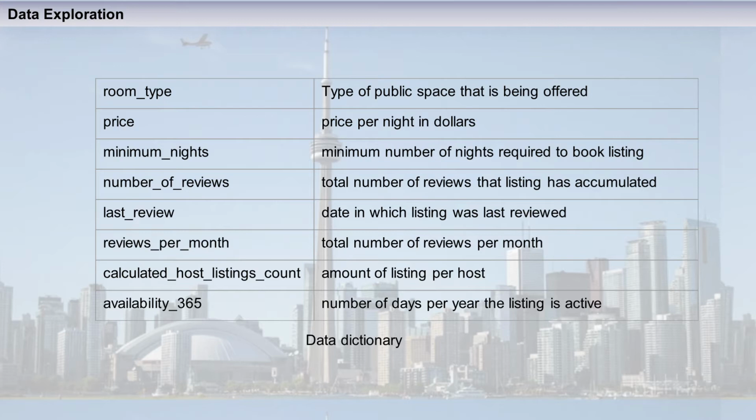Number of reviews is the total number of reviews that a listing has accumulated. Last review is the date on which a listing was last reviewed. Reviews per month is the total number of reviews per month. Calculated host listing count is the amount of listings per host. The last one is availability 365. It's the number of days per year the listing is active.